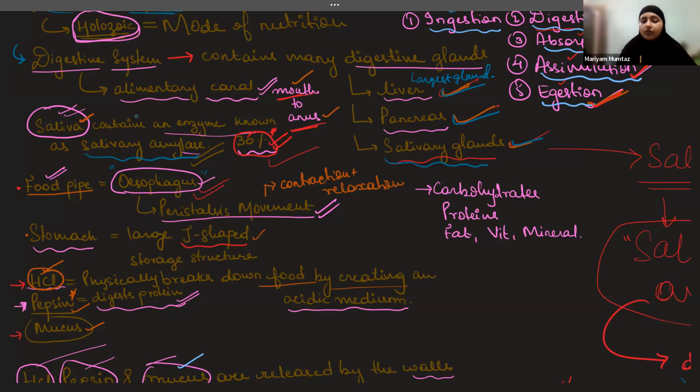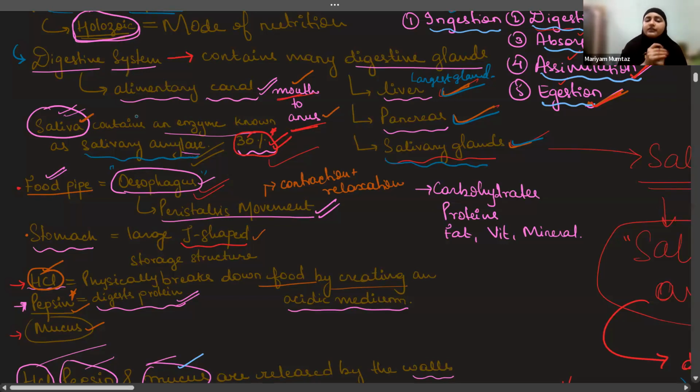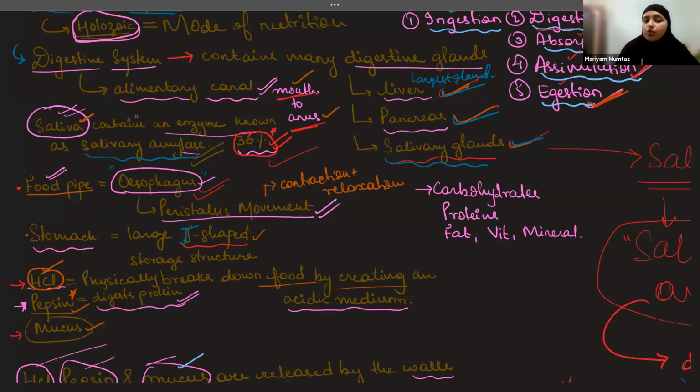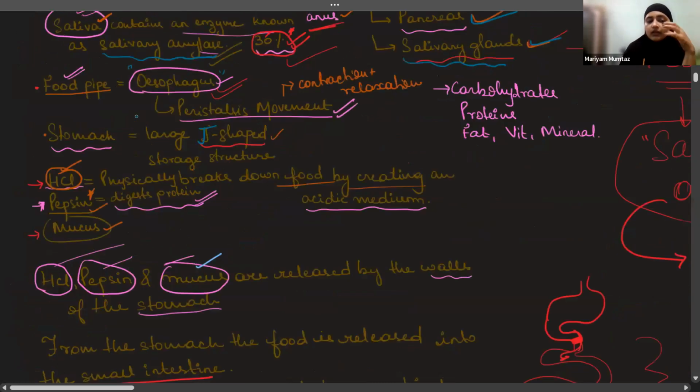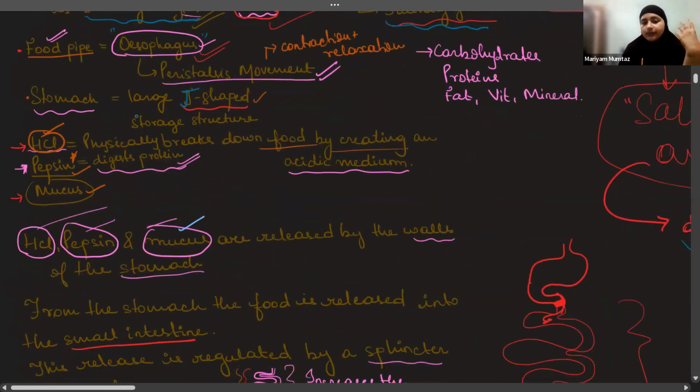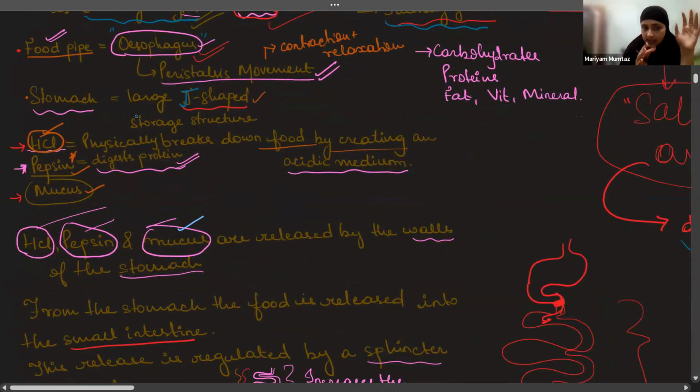Okay, this movement through which the food is pushed down. Now, after the food is pushed down, it goes into the stomach. That is a large J-shaped storage structure. It stores the food and also digests the food. Now, the walls of the stomach release certain chemicals.